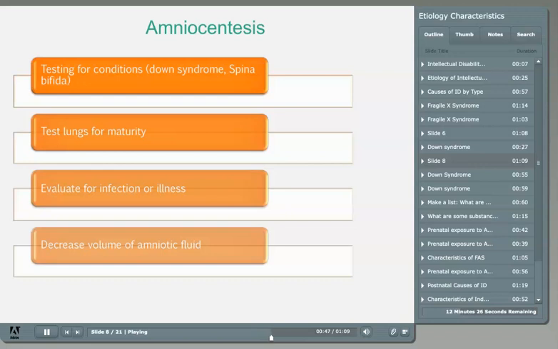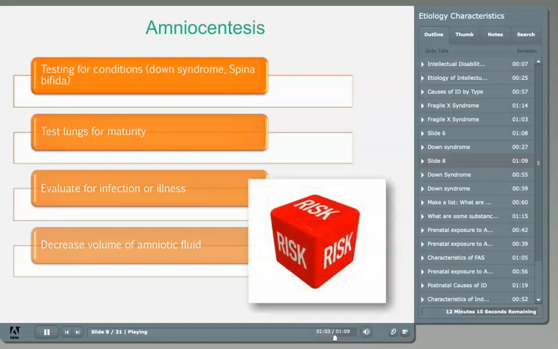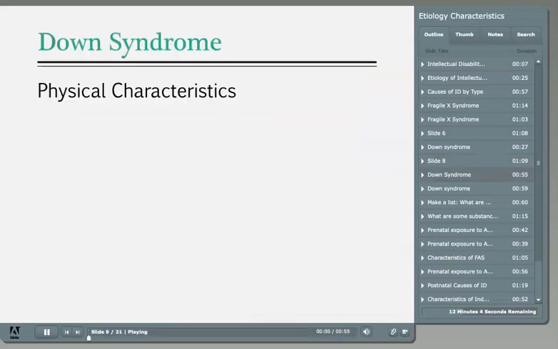Rarely, an amniocentesis is used to decrease the volume of amniotic fluid. Although amniocentesis can provide valuable information about a baby's health, the decision to pursue invasive diagnostic testing is a serious one. It is important for parents to understand the risk of amniocentesis and be prepared for the test results.